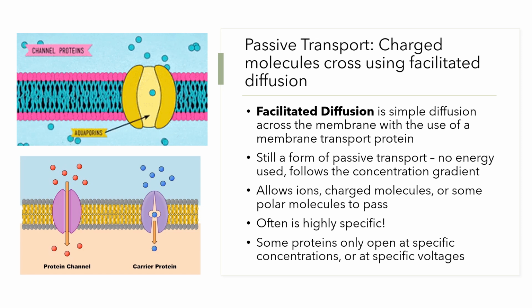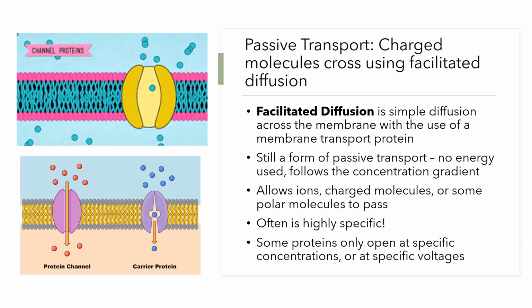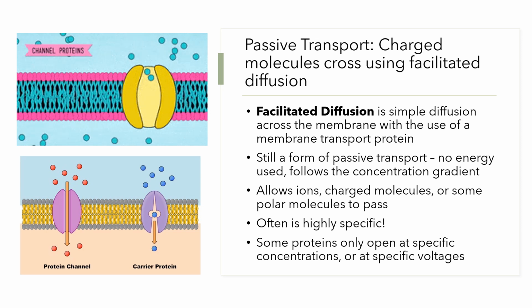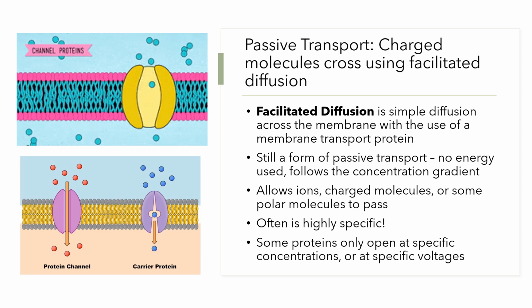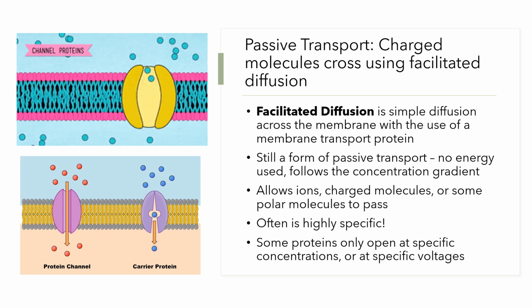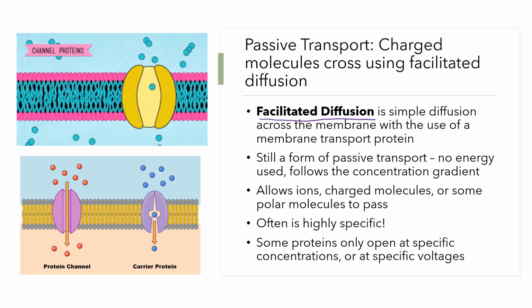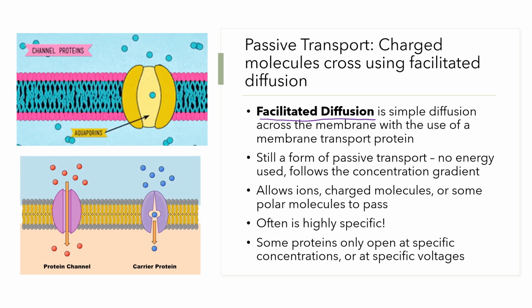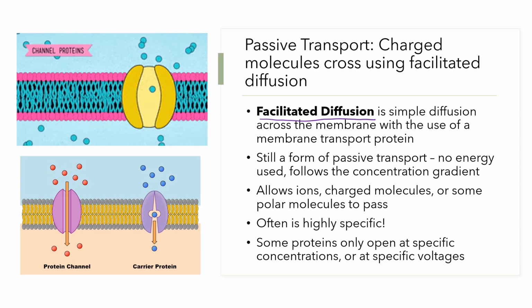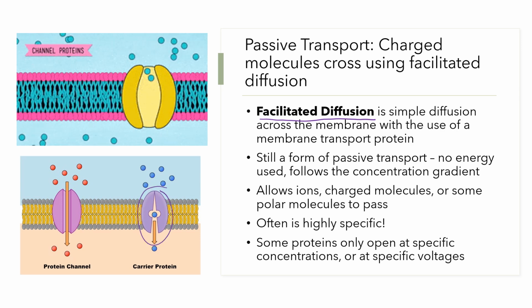Now, what about molecules that can't directly diffuse across the membrane? What if it's a polar molecule or a large molecule or a charged molecule? What do we do then? Well, then you have something called facilitated diffusion. To facilitate is to help. So in this case, you're still diffusing the molecule, but with a little bit of help from a channel protein, one of those membrane proteins.